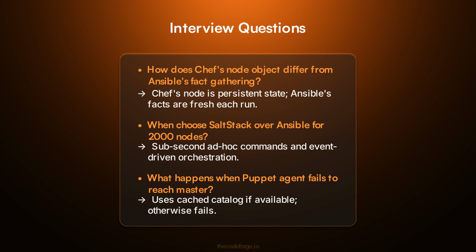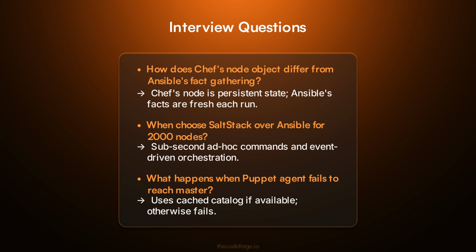Let's run through some common interview questions. How does Chef's node object differ from Ansible's fact gathering? Chef's node is persistent state. Ansible's facts are fresh each run.